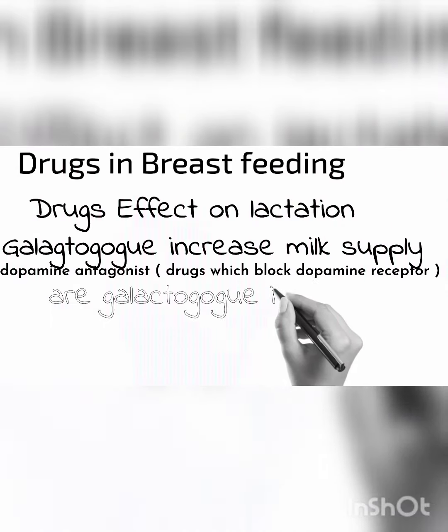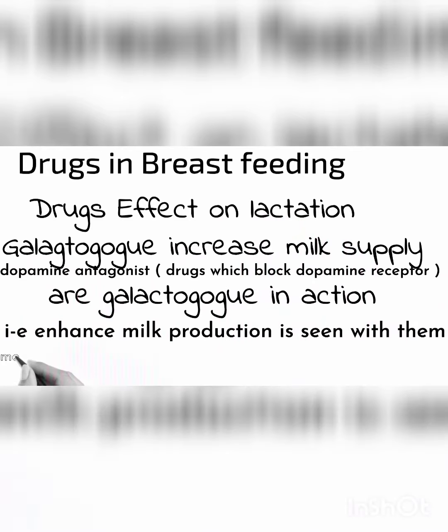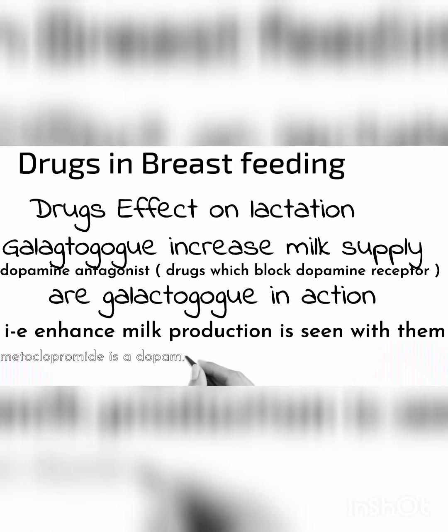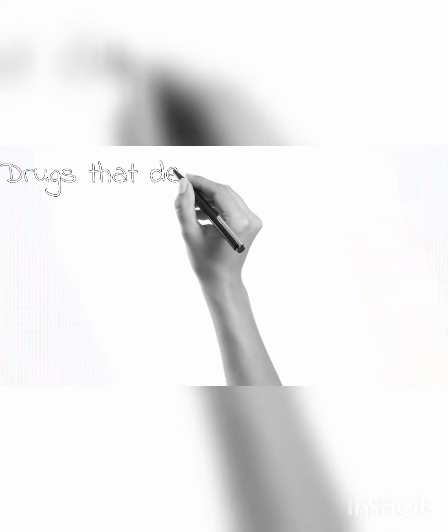Galactogogues increase milk supply. Dopamine antagonist drugs, which block dopamine receptors, are galactogogue in nature, that is, enhanced milk production is seen with them. Now, metoclopramide is a dopamine antagonist and hence galactogogue in nature.